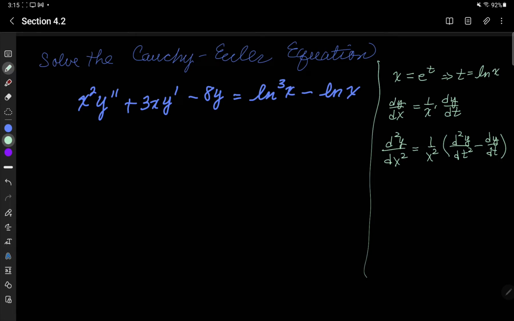And so when you make the substitutions, you don't want the x in the equation. So from this first substitution, you would multiply by x, and then you get just dy over dt is x times dy over dx. That's what we have here. And so this part that's boxed becomes just dy over dt.